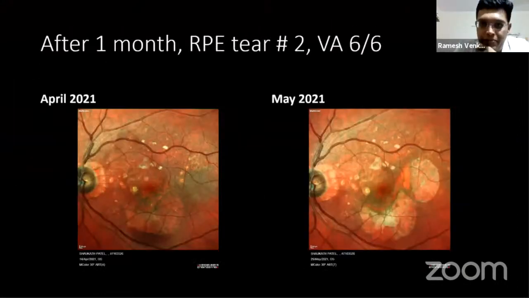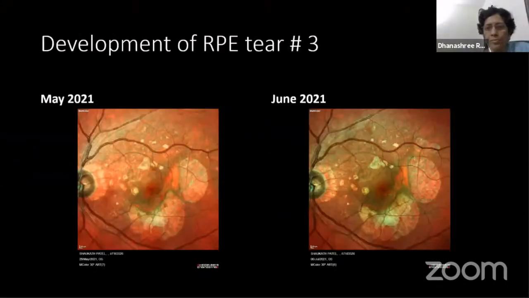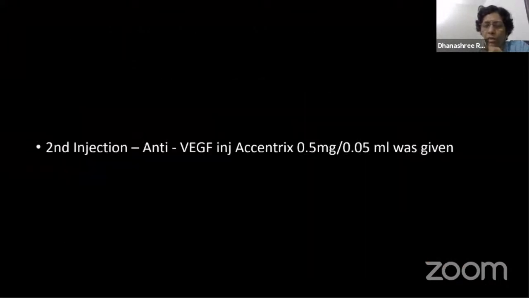Before the RPE tear developed, right? No, after the third RPE tear has developed. Okay. No, before. Can you go where you are showing these two scans, where the scan level is going above the level of the blood vessel?